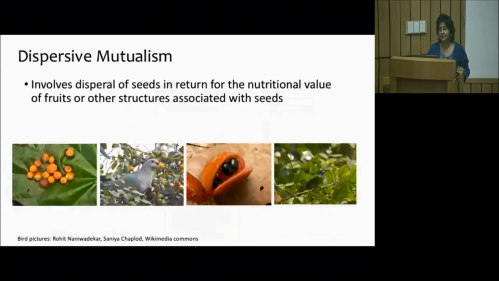Seed dispersal is what is called a dispersive mutualism, because it involves the dispersal of seeds in return for the nutritional value of fruits or other structures associated with the seeds. So the plants benefit by the seeds being carried away from them, and they produce these fleshy rewards for a variety of dispersers that carry these seeds away. And so the dispersers or the consumers are also getting nutritional benefits.